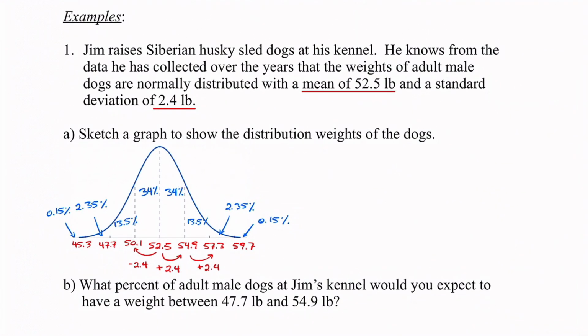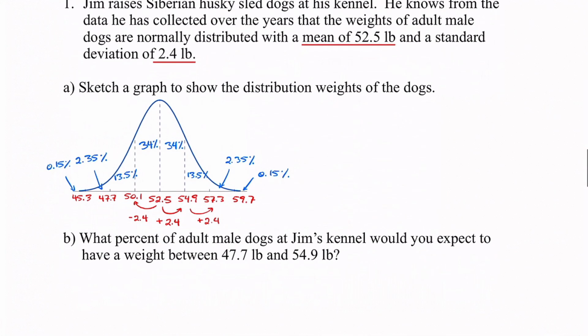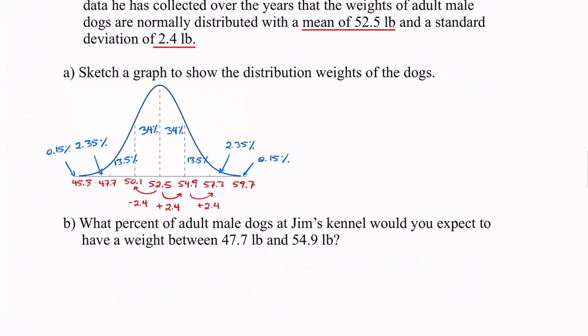We're going to use that graph for all of the parts to the other questions. So part B, it says, what percent of adult male dogs at Jim's kennel would you expect to have a weight between 47.7 pounds and 54.9 pounds? So we're going to have to go from those two different values. So that was from here all the way up to here.